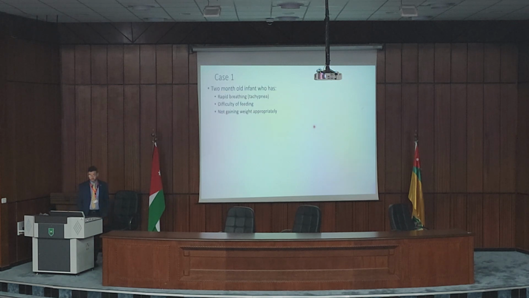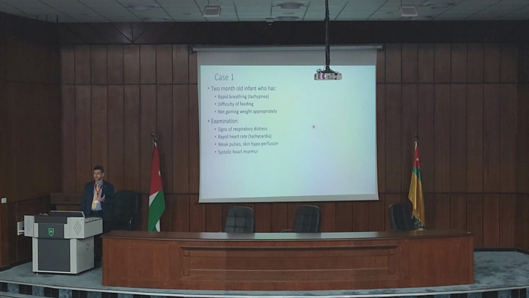So case number 1, we get this child, 2-month-old, in the clinic. And the mother is complaining that he has rapid breathing, that his breathing is faster than usual, and he has difficulty of feeding. He doesn't finish his bottle, and he's not gaining weight appropriately in the past month.